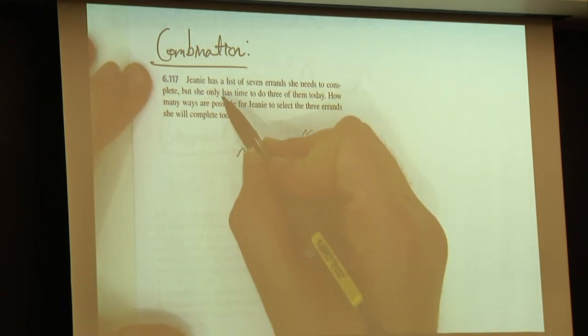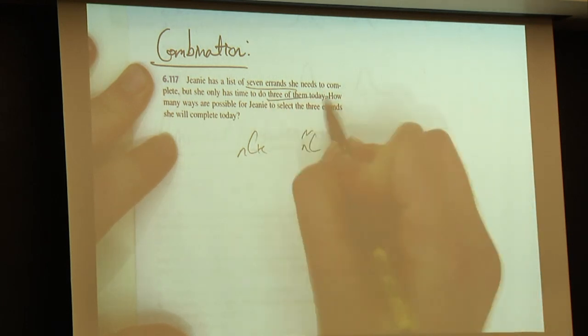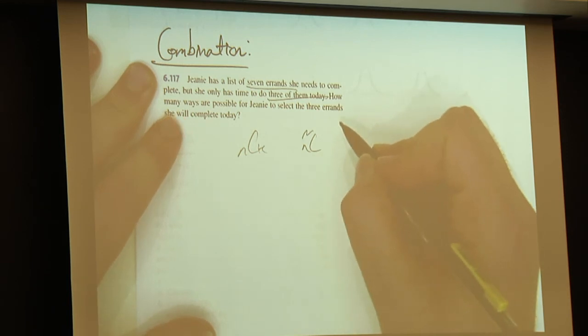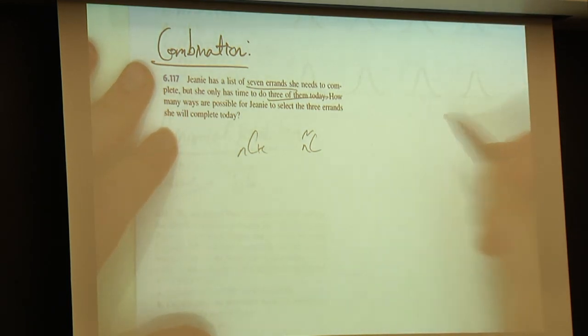Jeannie has a list of 7 errands she needs to complete, but only has time to do 3 of them today because that's how days work. How many ways are possible for Jeannie to select the 3 errands she will complete today? So we don't care about the order. We're working with a combination.